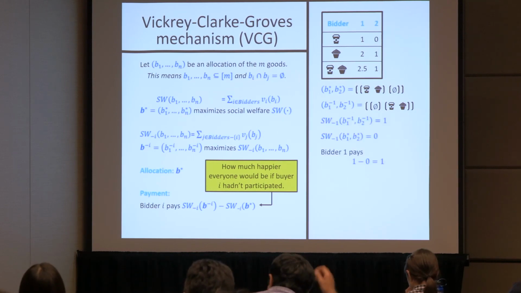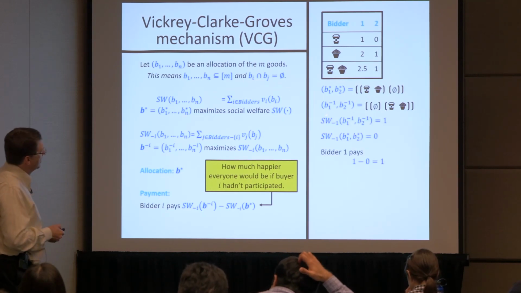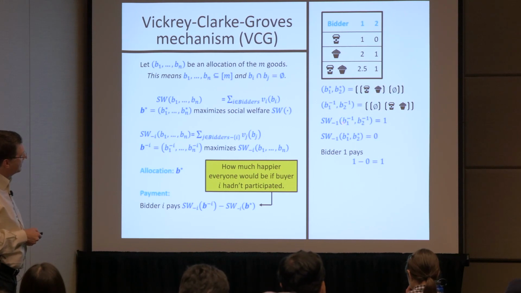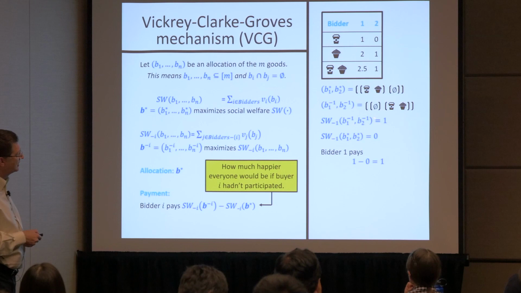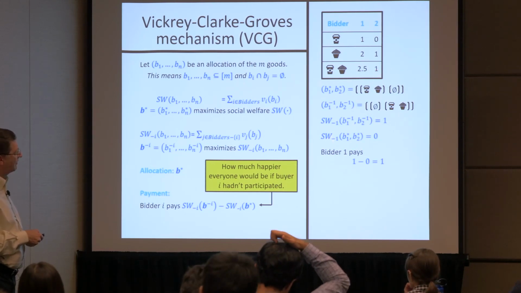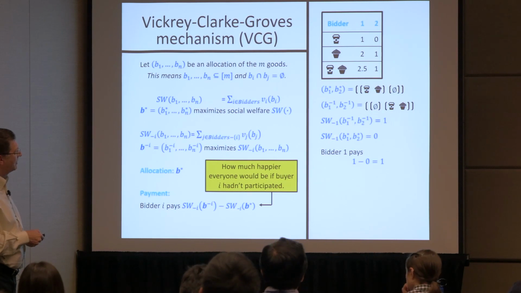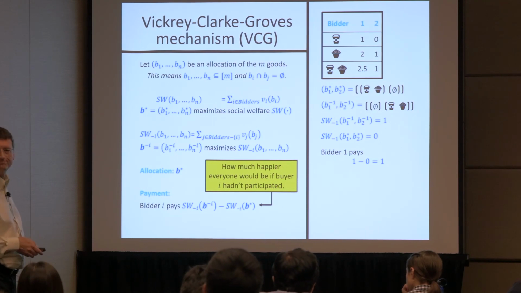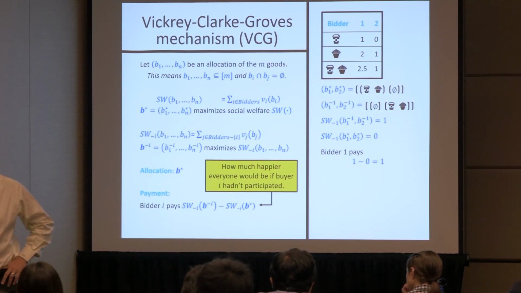Okay, so in this example, the social welfare of everyone except bidder 1, when bidder 1 didn't show up, is 1 here. Social welfare of the other bidders, when bidder 1 came and took both items, is 0. So bidder 1 pays 1 minus 0, which is 1. All right. Do you see any problem with this?